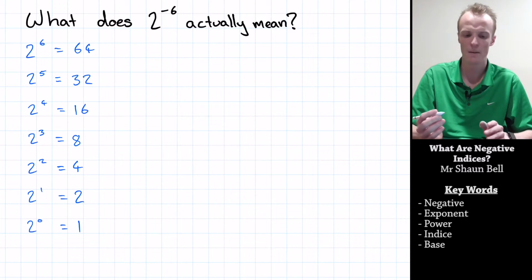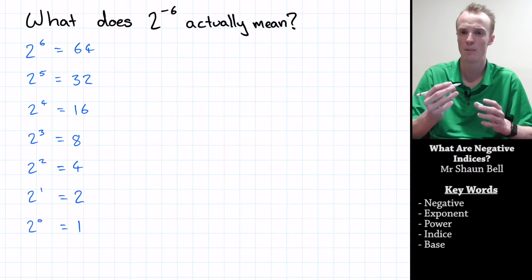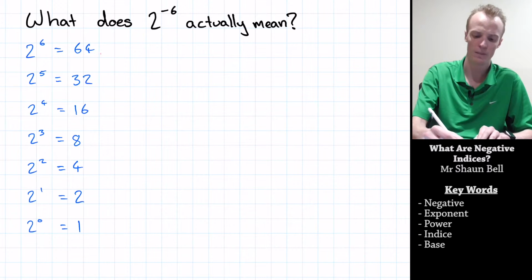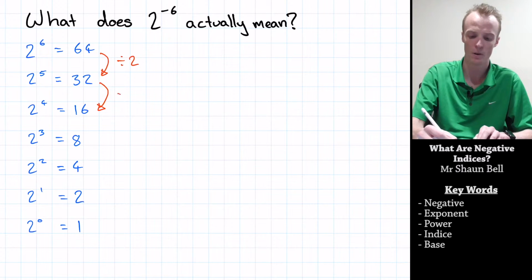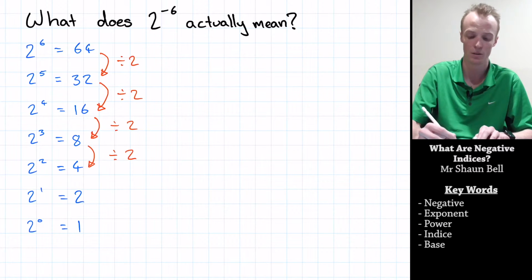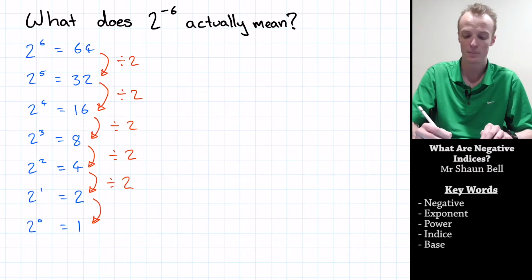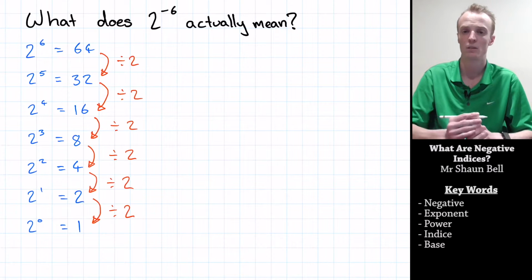So, what's actually happening here every time I decrease my power by 1? Well, this seems to be halving or dividing by 2 with each step. In here, we decreased our power by 1 and it divided by 2. Here, decreased the power by 1, it divided by 2. Here, same deal. Decreased power by 1, divided by 2. And again, decreased it from 2 to 1, and we divided our answer by 2. When we went from 1 to 0, same thing still occurred. Decreased the power by 1, and it divided by 2.